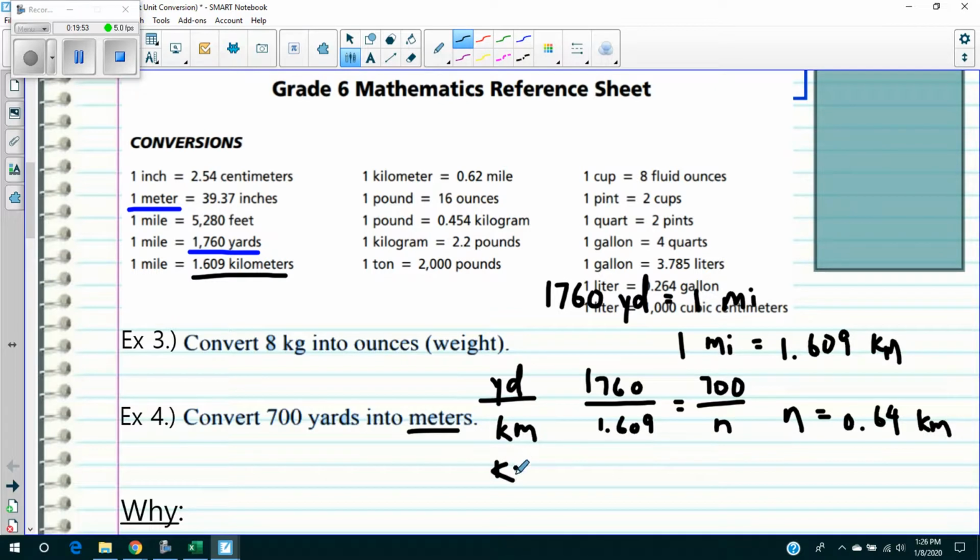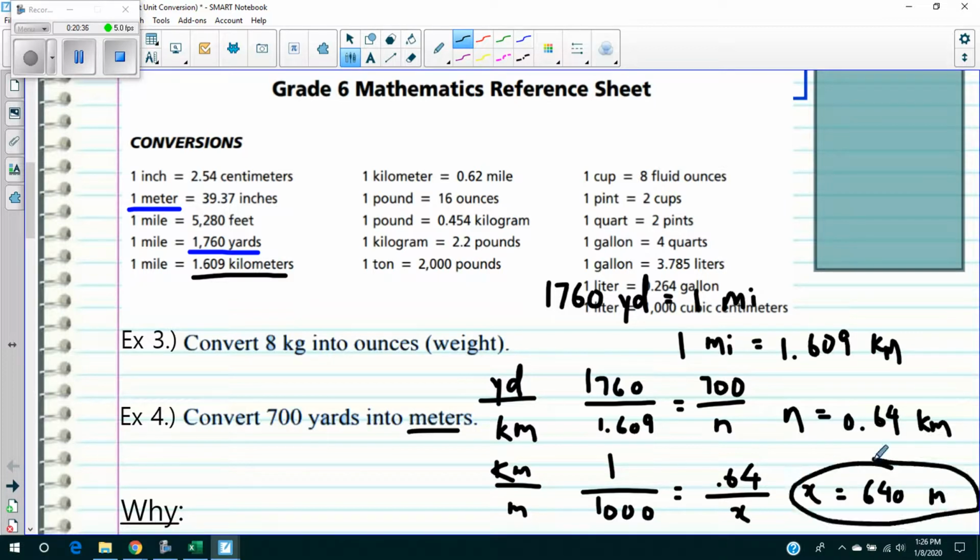So I'm going to turn kilometers into meters. We already established that 1 kilometer is 1,000 meters. So 0.64 kilometers is how many meters? I know it's not the most straightforward thing, but I think with practice and watching these videos, it will help you. So I got 640 meters. So 700 yards is 640 meters.